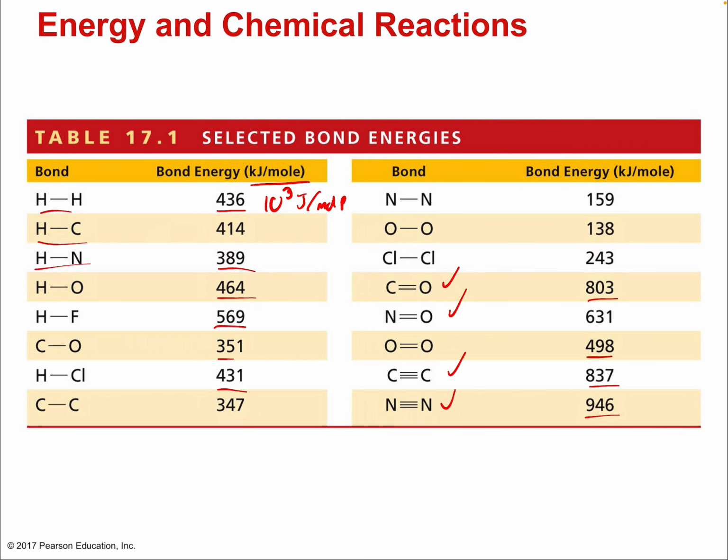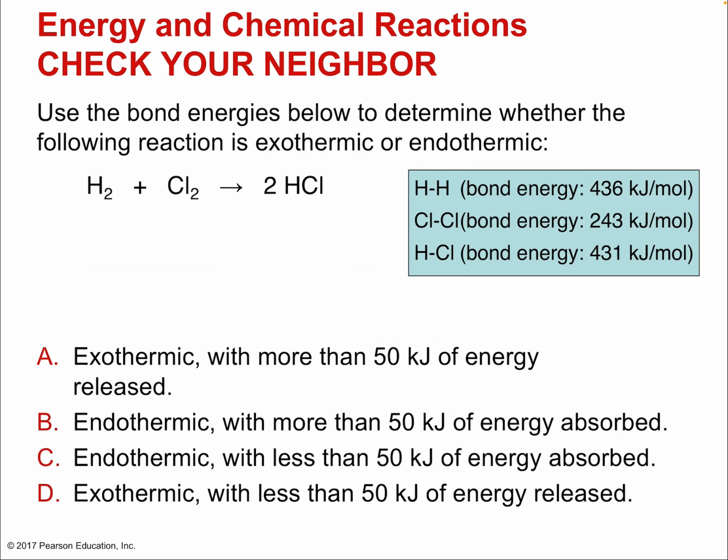So let's do one particular case, all right? Let's use the bond energies below, which are listed here in this blue box, to determine whether the following reaction is exothermic, meaning it releases energy, or endothermic, meaning it consumes energy. Okay, so let's consider the bond energy of diatomic hydrogen, 436 kilojoules per mole, diatomic chlorine, so that chlorine gas, 243 kilojoules per mole, and hydrogen chloride at 431 kilojoules per mole. Okay, so which is it? Is this reaction exothermic or endothermic, right?